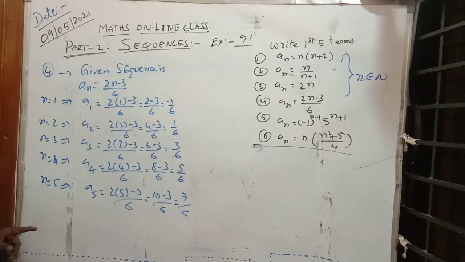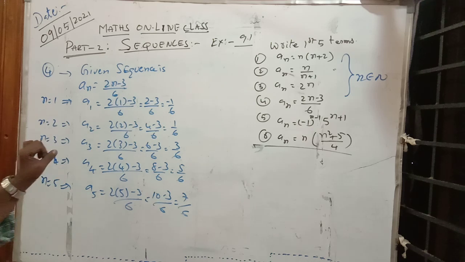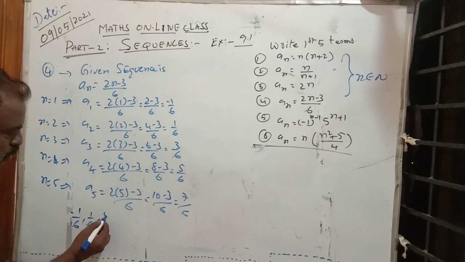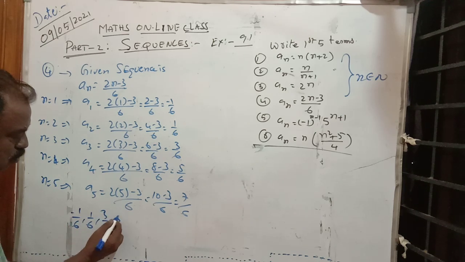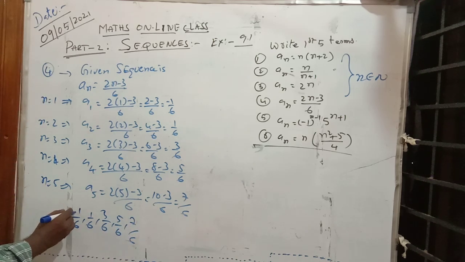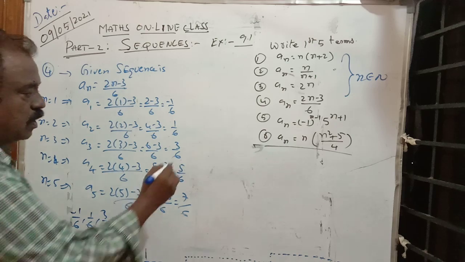So here it is, the first 5 terms of the fourth problem, fourth series or sequence. Okay? You have to write again: minus 1 by 6, 1 by 6, this is 3 by 6, 5 by 6, 7 by 6. Like that, we have to write it. Okay? Right.